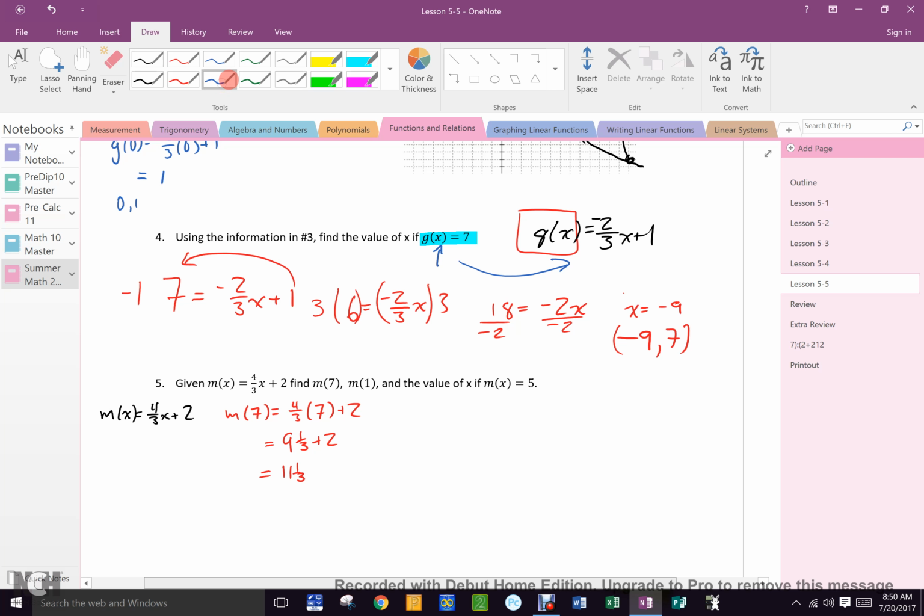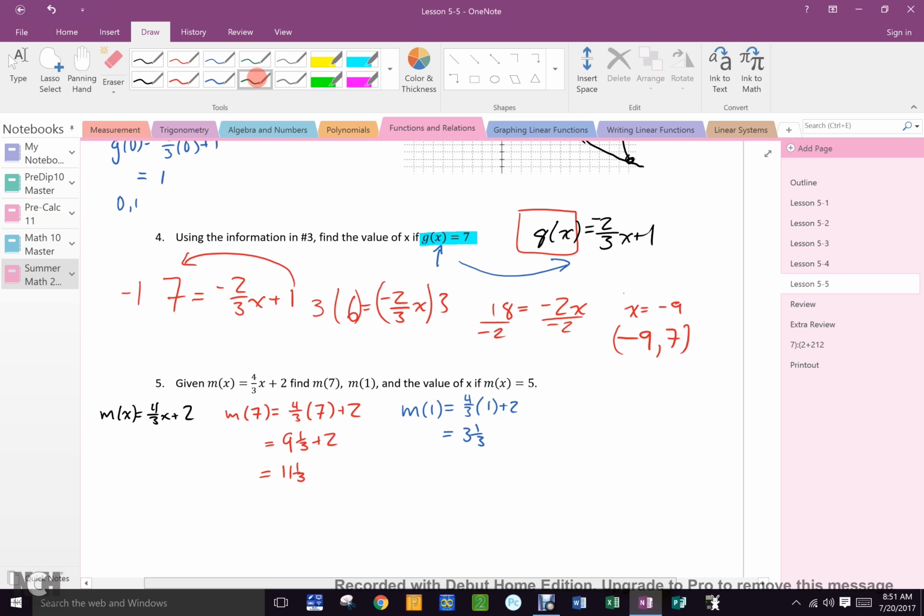Okay. What's the next input that I've been given? M of 1. So I get, what do I write? 4/3 times 1 plus 2, yes? 4/3 is 1 1/3, yes? What is 1 1/3 plus 2? 3 1/3. Is everybody good?